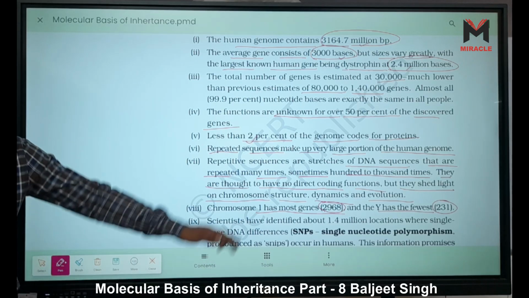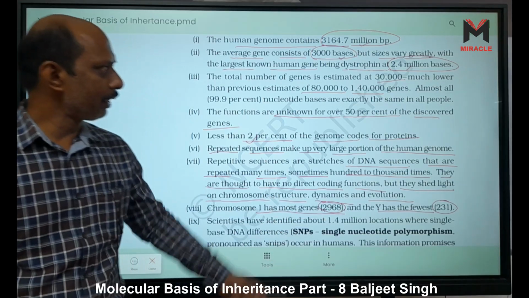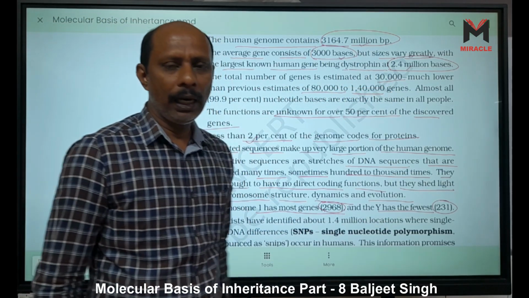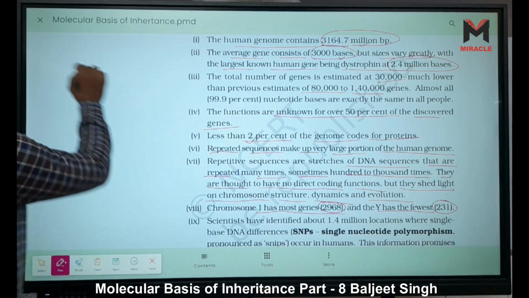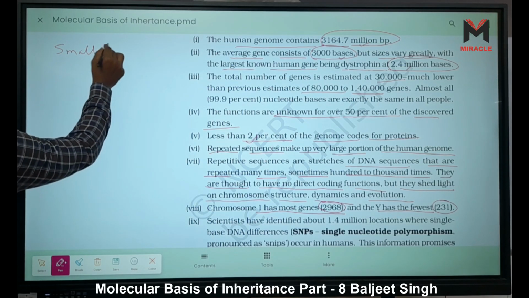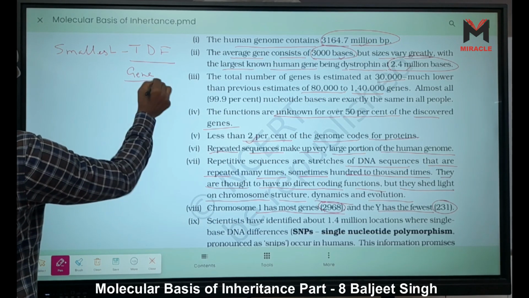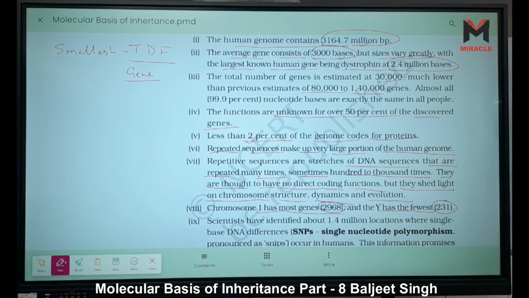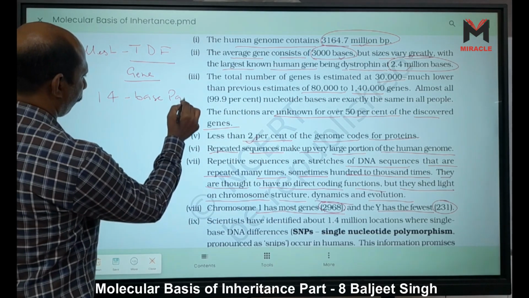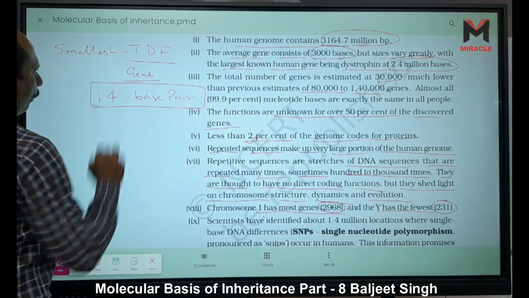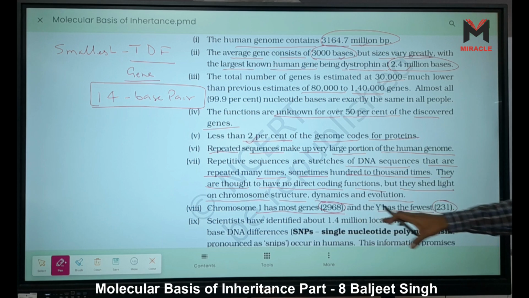This refers to the largest chromosome and smallest chromosome, not a gene. Here it is given that the largest gene is our dystrophin gene, and the smallest gene is TDF, right? This TDF gene contains only 14 base pairs. Right? Largest, smallest, and also largest chromosome and smallest chromosome.